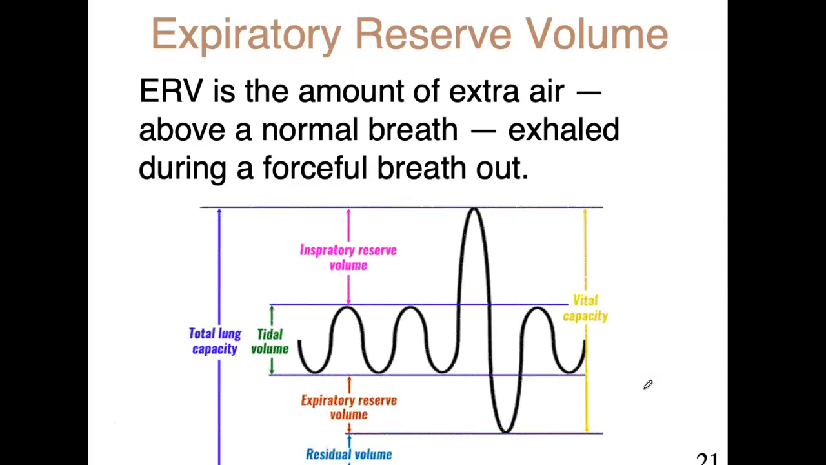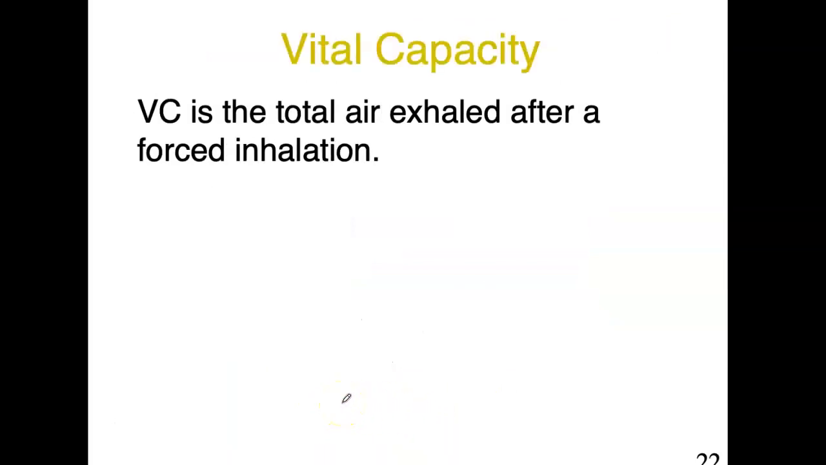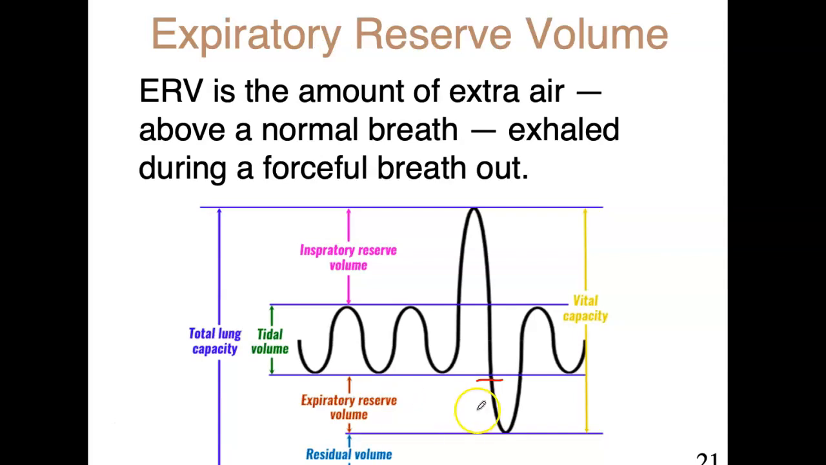It's the amount of extra air above a normal breath exhaled during a forceful breathing out. So again, you're going to start here because this is what you would have exhaled normally. And you're going beyond that. You're breathing out and trying to get as much air out. So that's your reserve volume of expiratory. So how much you can get out beyond that.